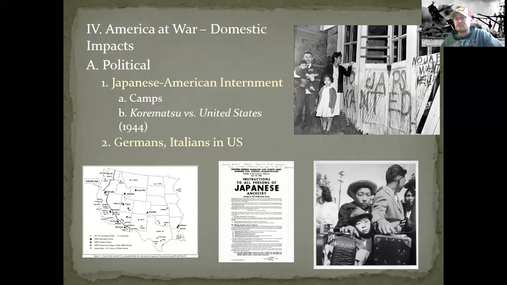Let's look at some of these numbers, though. There were about 110,000 American citizens on the West Coast of Japanese American ancestry. 62% of them were full American citizens, meaning that some of them have lived in the U.S. for generations. 80,000 of those were what we call Nisei, excuse the pronunciation there, which were second generation, or Sansei, which were third generation. 80,000 of the 110,000 were second or third generation.